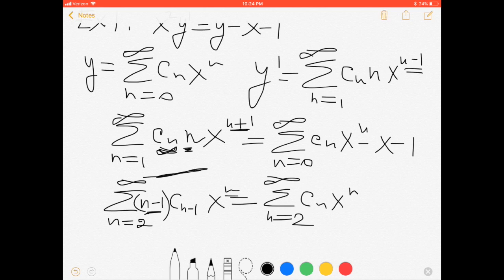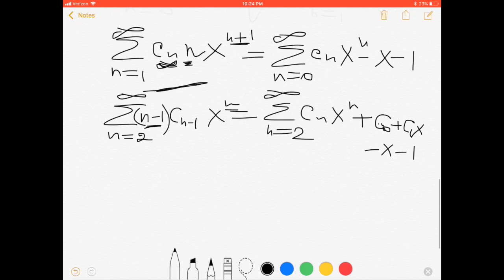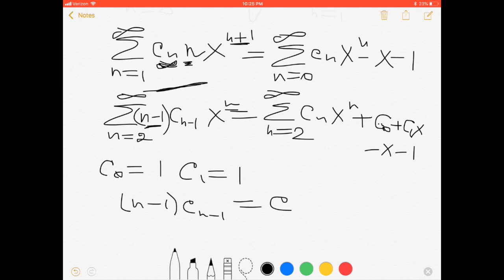But what does that mean? I take out C_0 plus C_1 x, and then I have minus x minus 1. What do we have here? First, we have C_0 equals 1, and C_1 also equals 1. And then we have (n minus 1) times C_(n minus 1) equals C_n. Using this fact, what do we have?